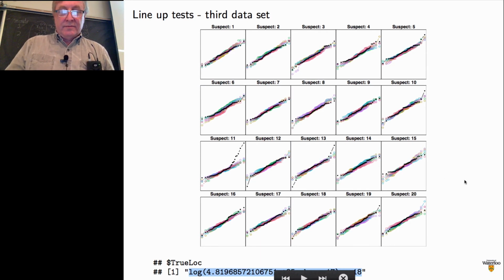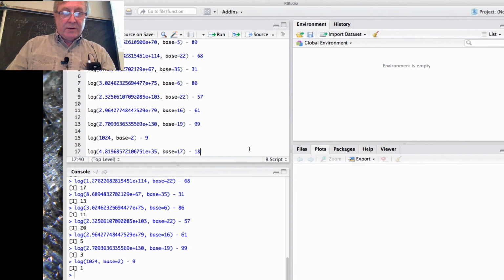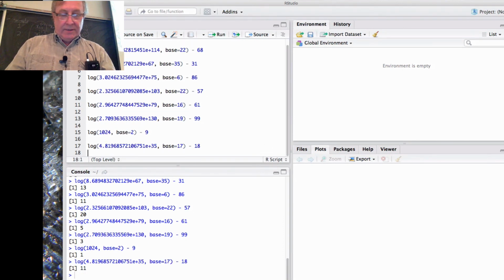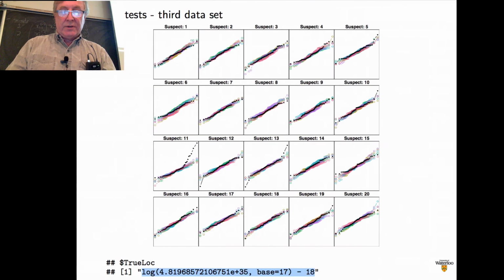Here, 11. Oops. And hopefully that's correct. Yep. So we got 2 more. We got 2 out of them with the exemplars.